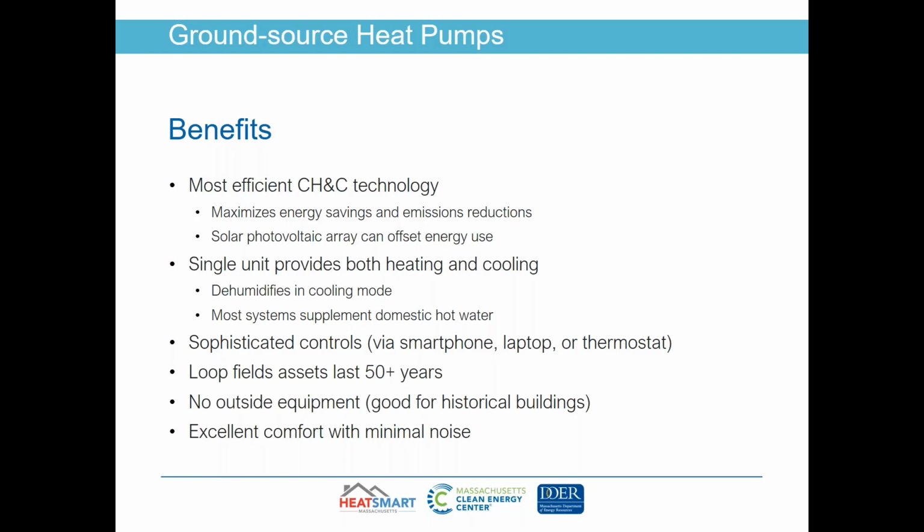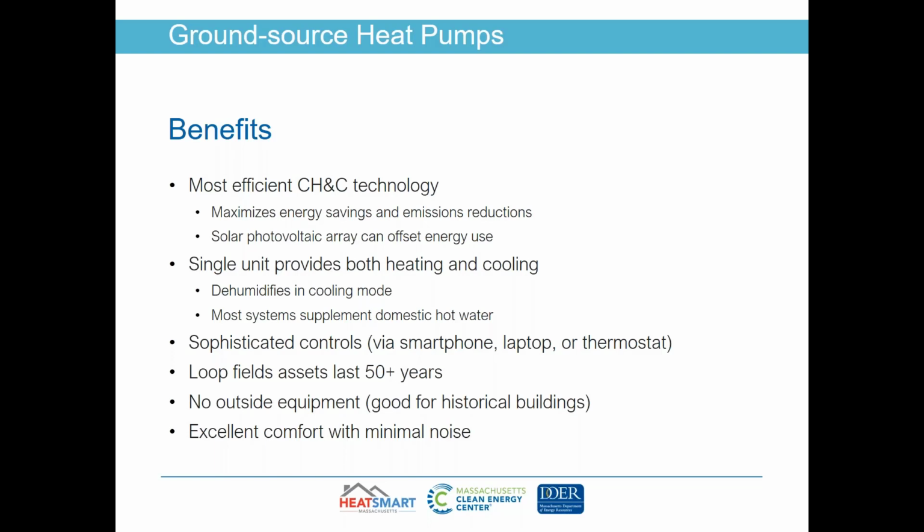It also tends to have sophisticated controls. You can control them often through a smartphone or through a laptop interface, as well as a thermostat on the wall. And some of the systems are coupled with software packages where you can get a really detailed breakdown of your energy use and how the system is operating throughout the year. Another of the benefits is that the heat pumps themselves tend to last about 20 to 25 years, but the loop field for a closed loop system will often last 50 years or more. They're plastic pipes installed in the ground, so really a long-term asset that can add to the value of the home.